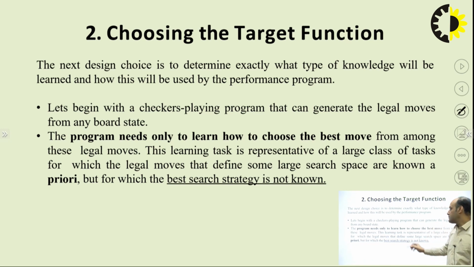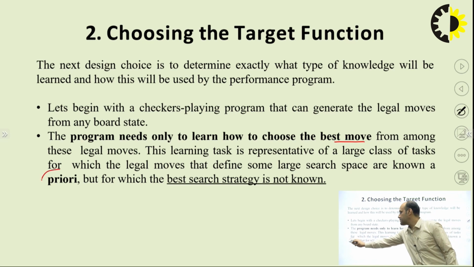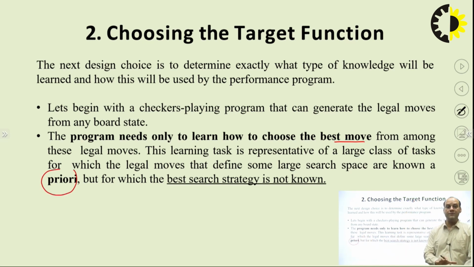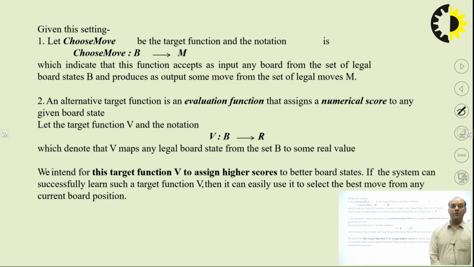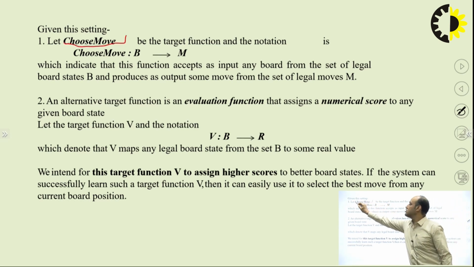So here, the program only needs to learn how to choose the best move, because we have a number of legal moves, and out of those legal moves, we need the best moves. In machine learning, the term priorly is a database where all the legal moves are kept, and we have to find a way to find the best move out of that. We have to search for the best search strategy, which is not known to us now. Now we will design a function and name the function choose move.